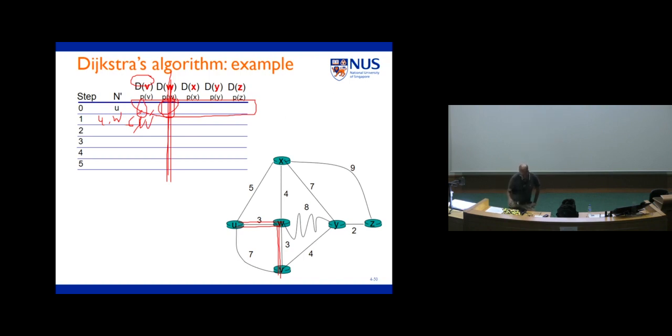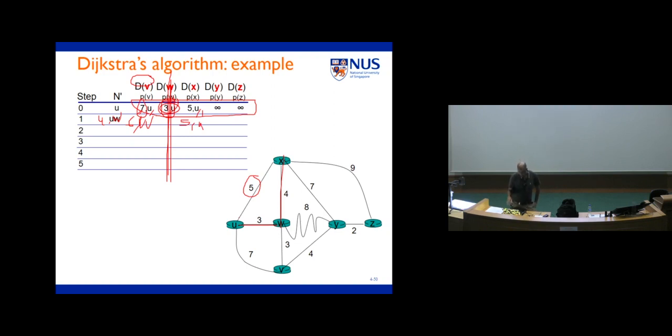Let's look at X. Sorry. Previously, the cost of going to X was 5, and we were directly connected. What if I go through W? If I go through W, this will be 3 plus 4, 7. The previous cost was 5. If I go through W, it's 7. So no point in changing. So this still stays at 5 comma U.